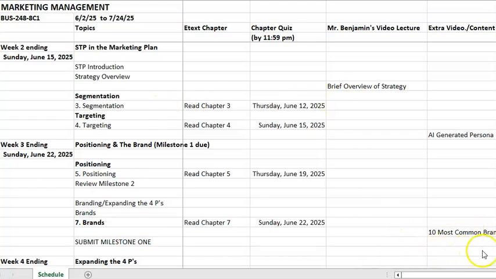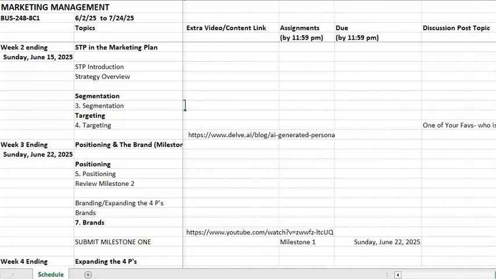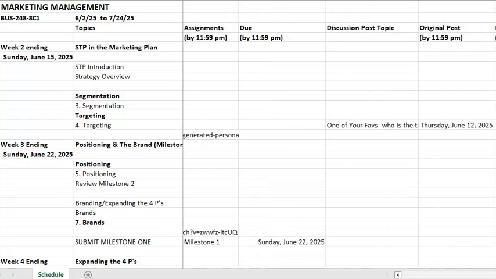So that's what we have going on there. Let me just see what else. There is extra video content if you want to look at it. I think it's a really interesting topic, and that is personas that you're going to start working on for the plan in Milestone 1. Personas are generated through AI now, and it's not very surprising that they would be, quite honestly. It makes a lot of sense. That's the data that drives everything. So there's a link for that in our content for this week.